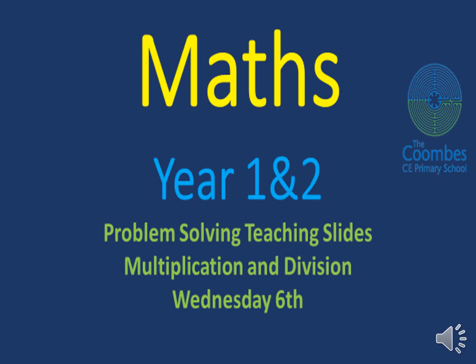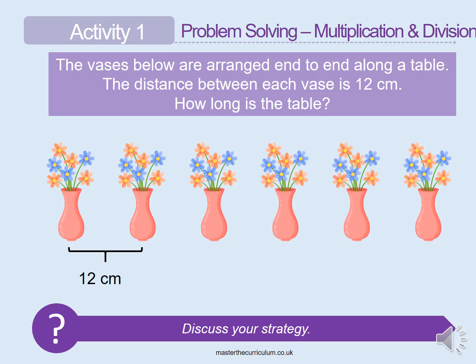Welcome to day 3 of our problem solving. So today we're going to be looking at multiplication and division questions. So it says here, the vases below are arranged end to end along a table. The distance between each vase is 12 centimetres. How long is the table? So what we need to do is to think how many gaps of 12 centimetres are there.